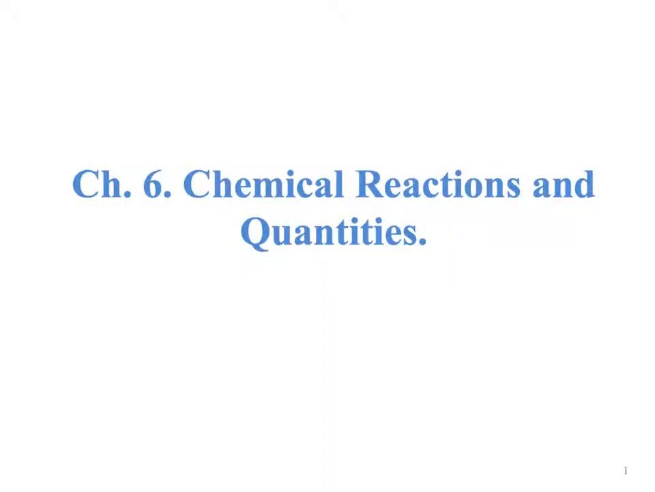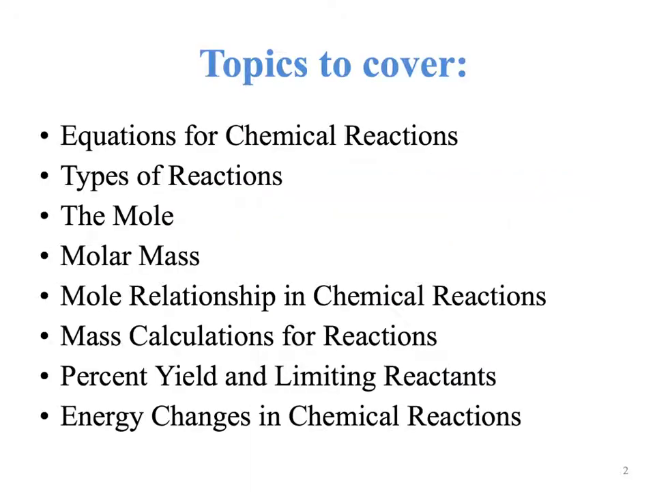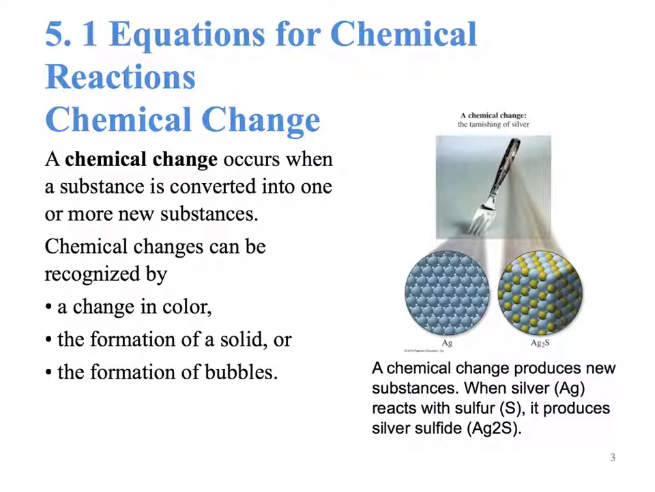Chapter 6 will discuss chemical reactions and quantities. In this chapter, we will discuss equations for chemical reactions and types of reactions. We will talk about the mole and molar mass. We'll discuss the mole in chemical reactions, some calculations, percent yield and limiting reactant, and the last part will be energy changes. So the first part is about equations in a chemical reaction.